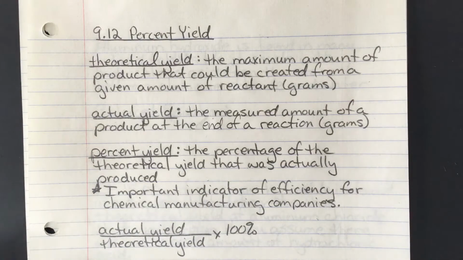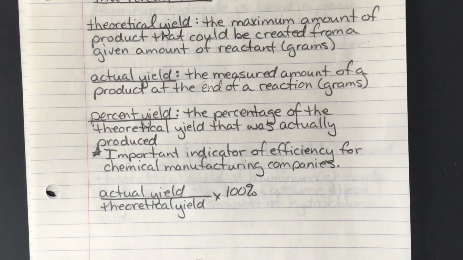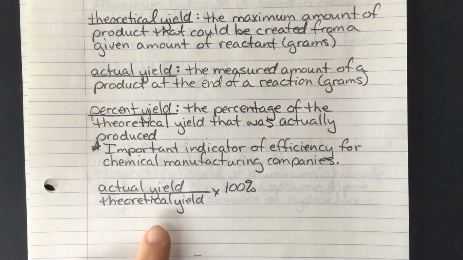So something that's useful to calculate, especially in industry, is percent yield. This is the percentage of the theoretical yield that was actually produced. This is an important indicator of efficiency for chemical manufacturing companies. Companies want to know, how efficient is this reaction? How much money am I losing? How much money am I making? It's all about money in industry, so this is important for that.